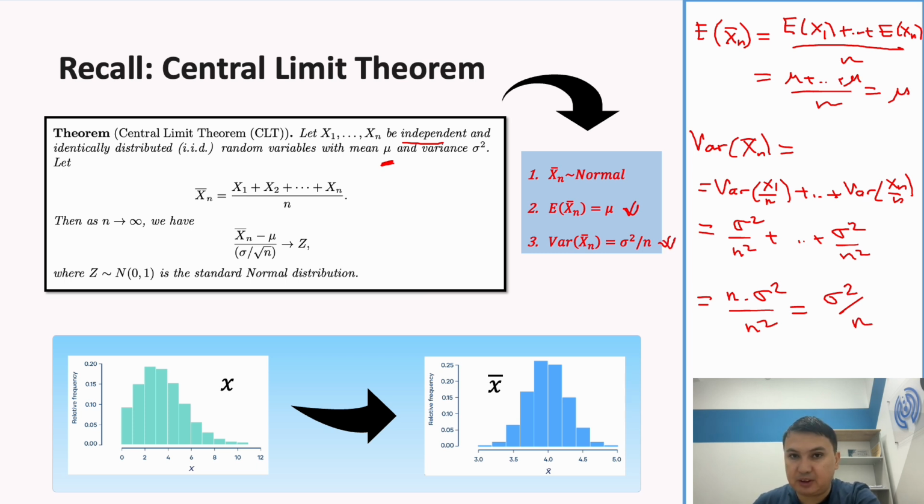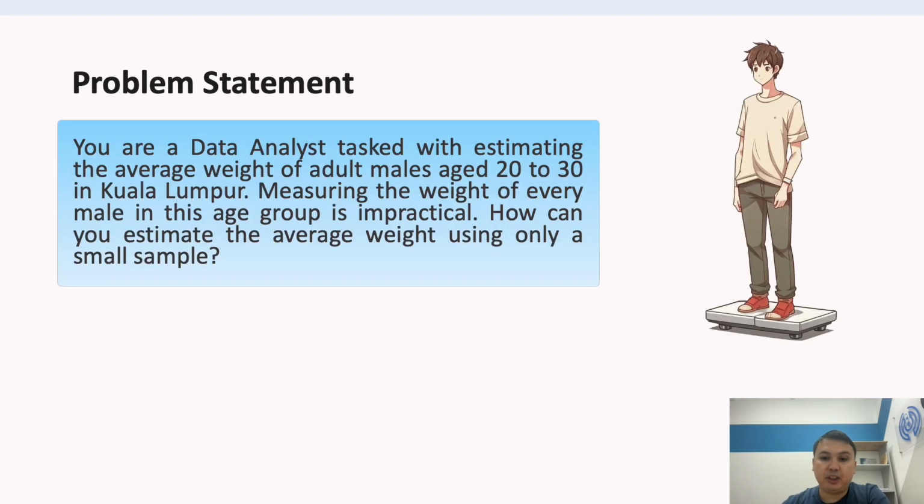Okay, so you need to remember these three conclusions from the Central Limit Theorem. Now, before giving the learning objectives, let me start with a problem statement. Let's say that you are a data analyst and your task is to estimate the average weight of adults aged from 20 to 30 living in, let's say, Kuala Lumpur. Measuring the weights of every single male within this age group is impractical, right? There are 100,000 or more. So, how will you do it?